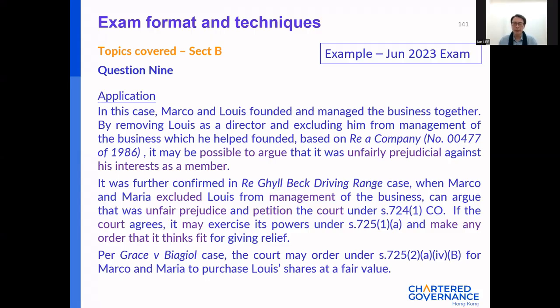So you can see there are a number of different grounds, but it's still about very similar matters that Louis can raise to the court. And then based on Grace and Biagio, which we saw before, the court can basically issue a buyout order requiring Marco and Maria to purchase Louis's shares at fair value. So that may be a good way to resolve the situation.